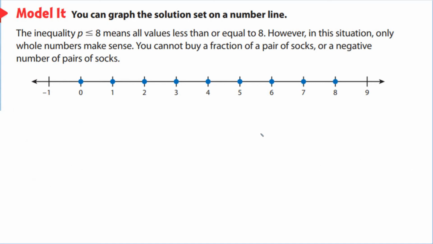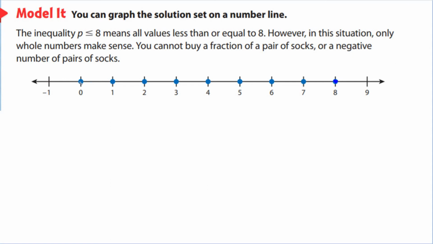Let's see how we can graph this solution on a number line. The inequality p less than or equal to 8 means all values less than or equal to 8. However, in this situation, only whole numbers make sense. Think about that. You cannot buy a fraction of a pair of socks or a negative number of pairs of socks. You can't buy negative 1 pair of socks. You can't buy 1.3 pairs of socks, right? So notice how they graphed it. 8 is the maximum he can buy. Obviously, you can buy 7. You can buy 6, 5, 4, 3, 2, 1.